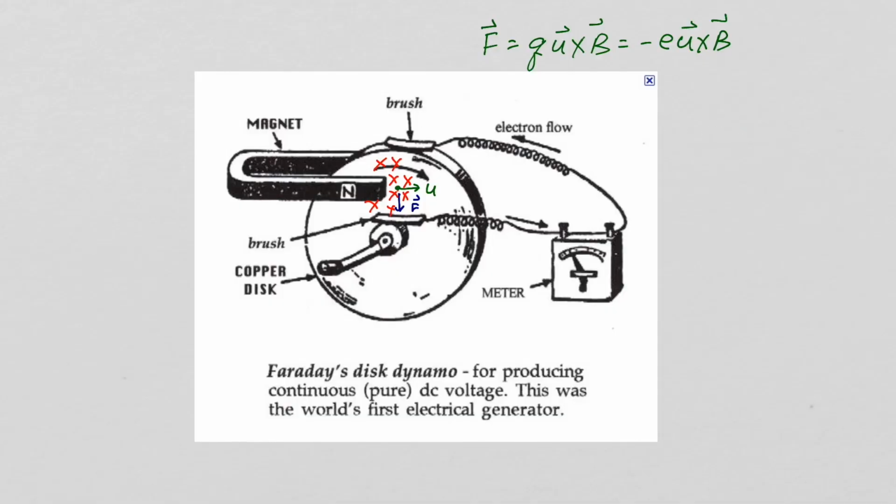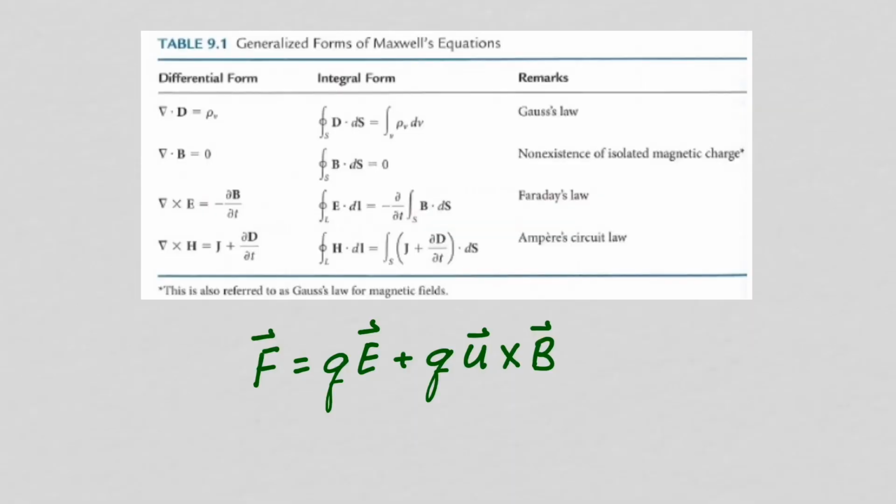Now, you could also use Faraday's law to explain the operation of this generator. It's just a little bit easier to look at Q U cross B to see how the electrons will flow in this example. Electromagnetics are completely described by these 4 Maxwell's equations. But you don't see the Lorentz force equation in there, but it's actually contained inside these equations. In fact, it can be shown that Faraday's law is equivalent to the Lorentz force equation.